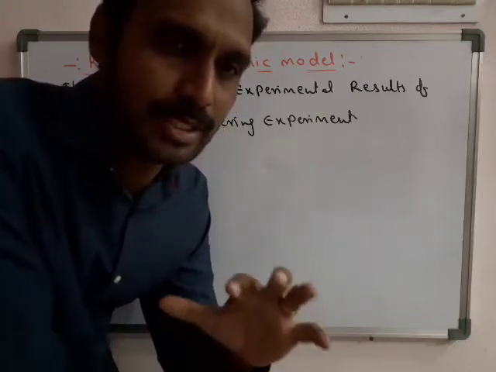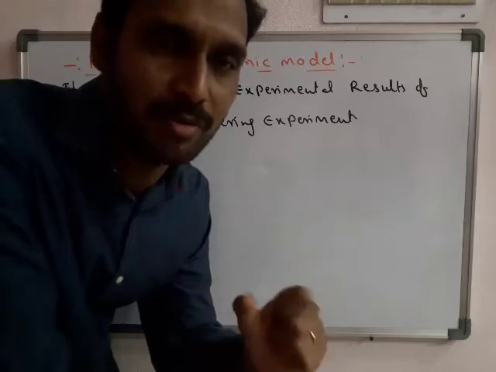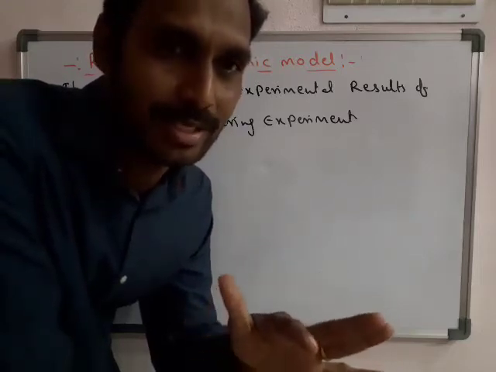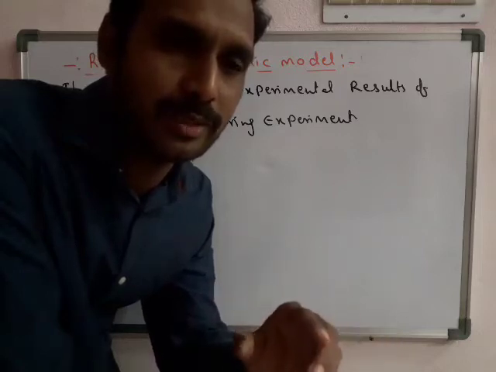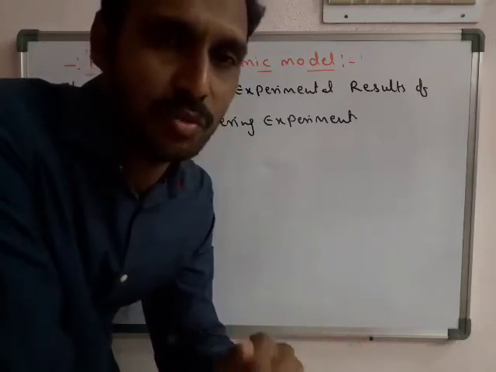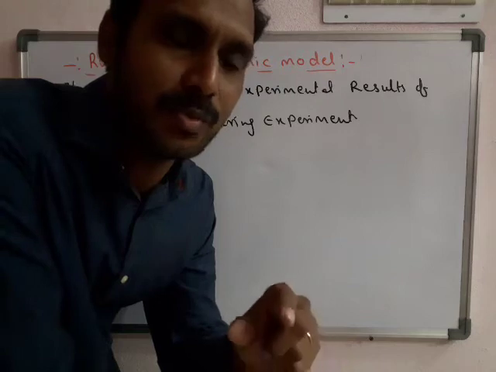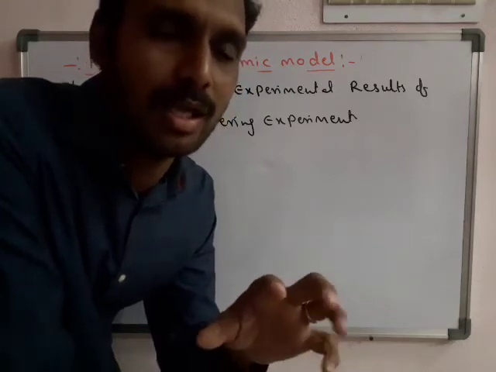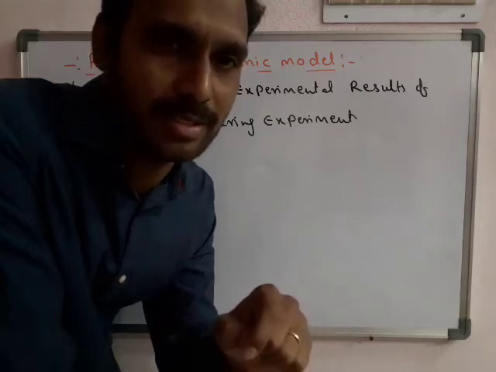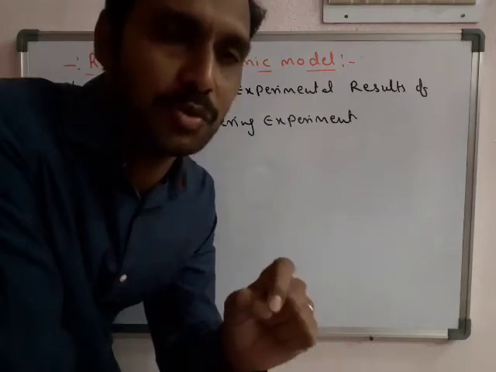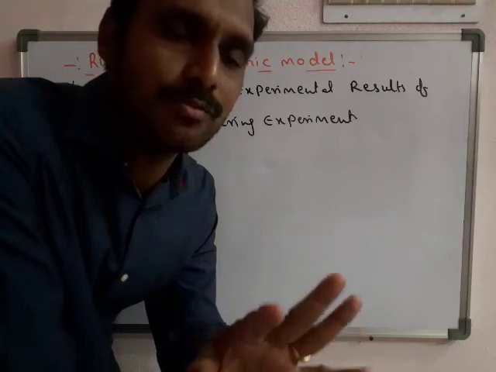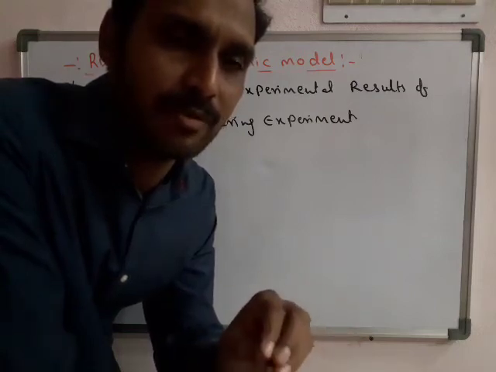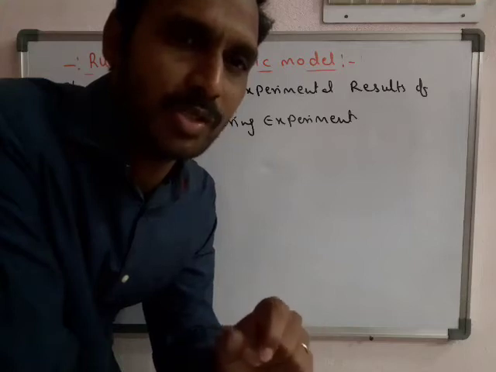So in his experiment, he passed a beam of alpha particles, nothing but a beam of alpha rays, through a very thin gold foil, and he observed what changes take place in the direction of the alpha ray particles by using a fluorescent screen made up of zinc sulfide.